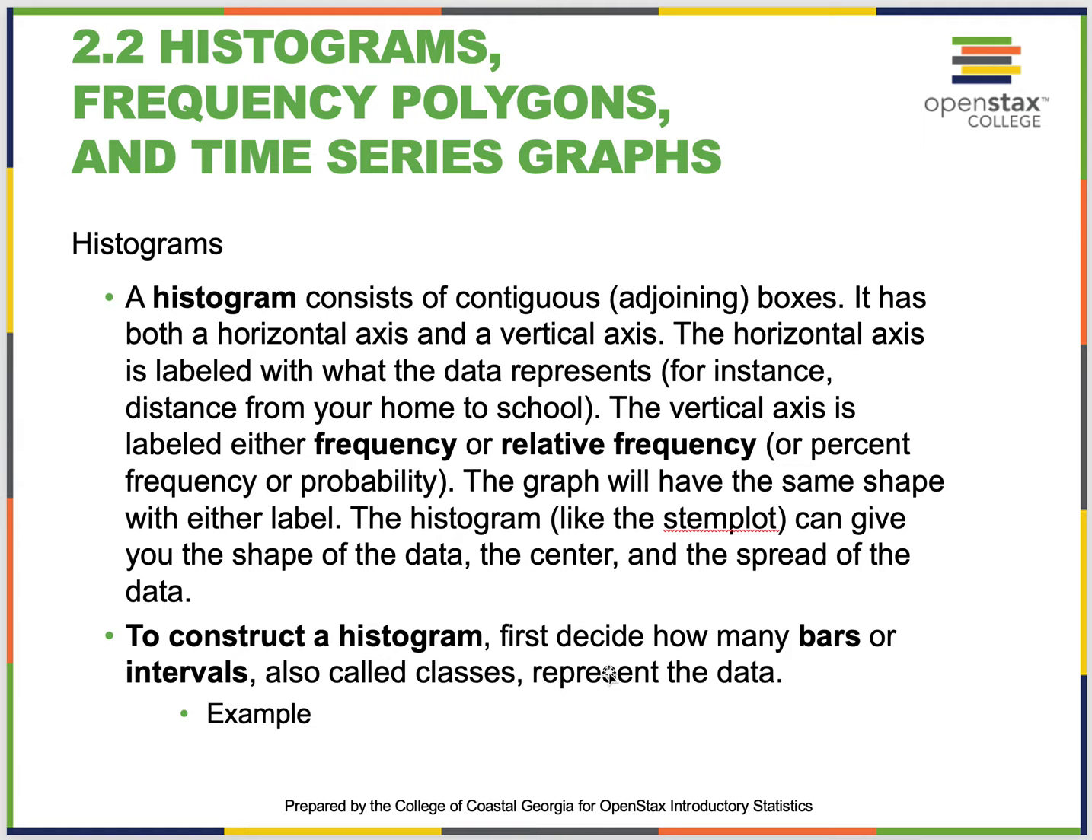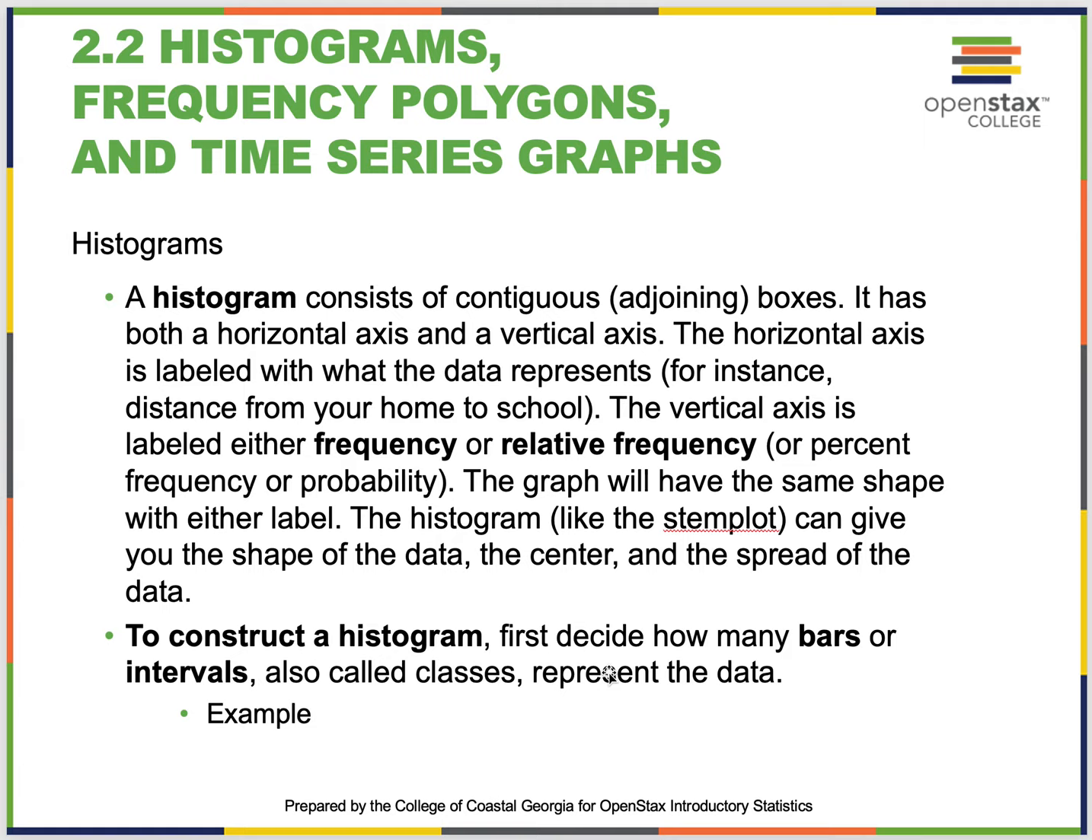Histograms consist of contiguous, adjoining boxes. It has a horizontal axis and a vertical axis. The horizontal is labeled by what the data represents, for instance, the distance from your home to school. The vertical axis is the frequency or relative frequency or percent frequency or probability. And we already know what relative frequency means because we covered it last week. The graph will have the same shape with either label.